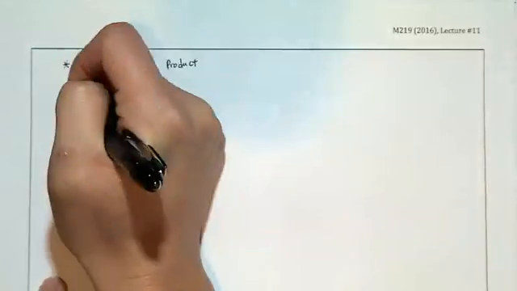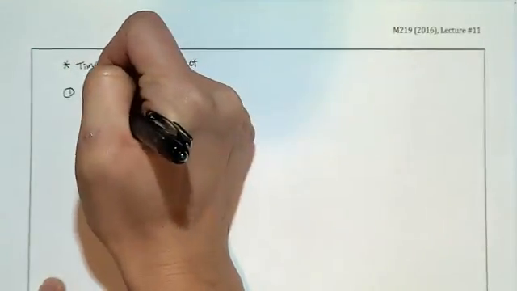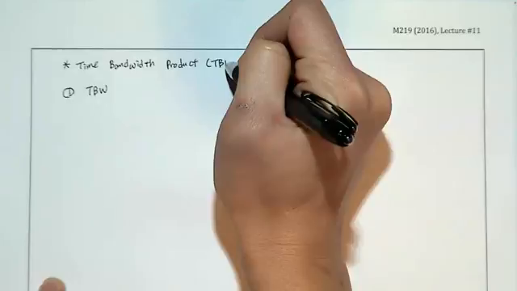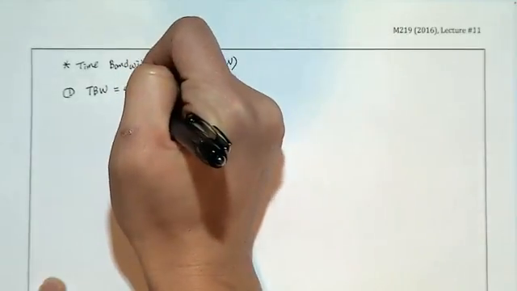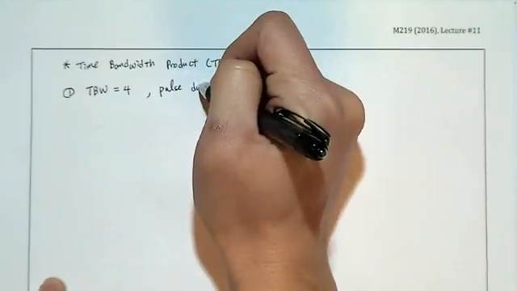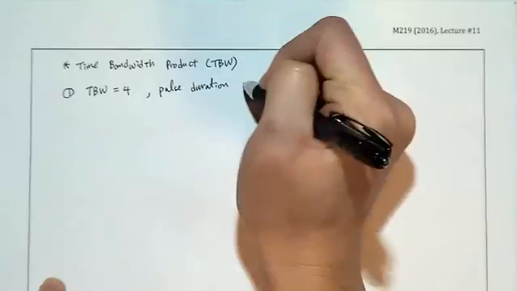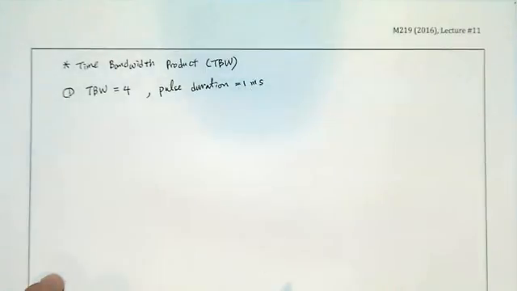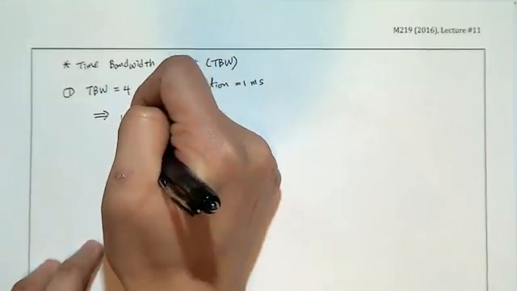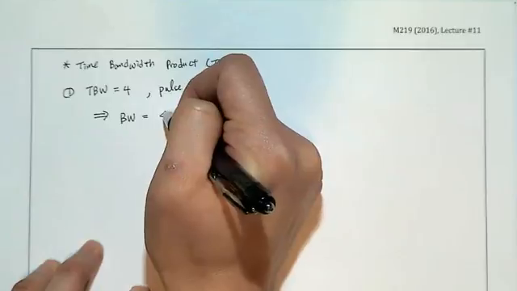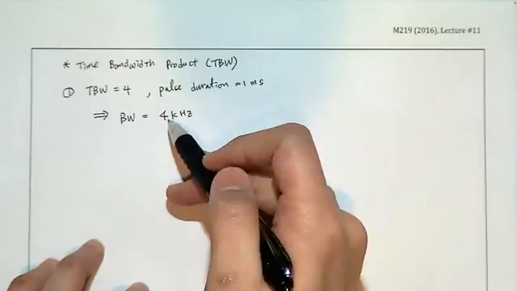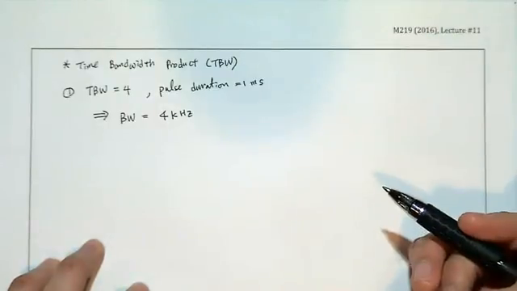So the first example will be, let's just assume the time bandwidth product is 4, and the pulse duration, as I said before, is 1 millisecond. Then what will be the RF bandwidth? As I said before, the bandwidth should be 4 kilohertz, right? So if you multiply this and that, that's going to be 4, canceled out each other, correct?